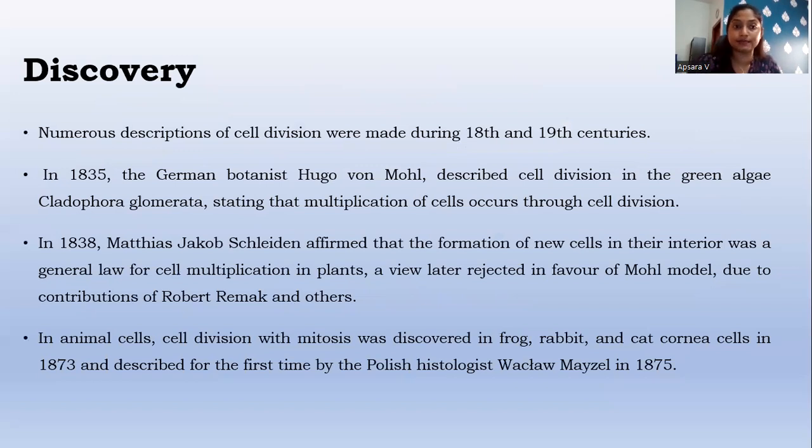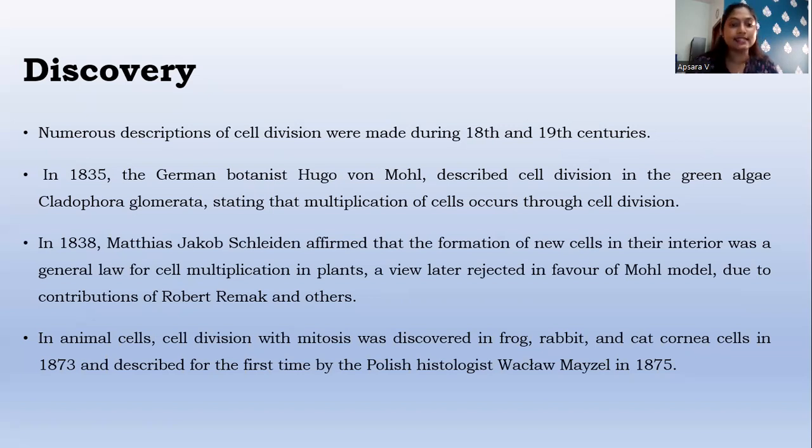Then how was this discovered? Various attempts regarding cell division were made in the 18th and 19th centuries. In 1835, the German botanist Hugo von Mohl described cell division in green algae, Cladophora, stating that the multiplication of cells occurs through cell division. In 1838, Matthias Jakob Schleiden affirmed that the formation of new cells in their interior was a general law for cell multiplication in plants, a view which was later rejected in favor of Mohl's model due to the contributions of Robert Remak and others.